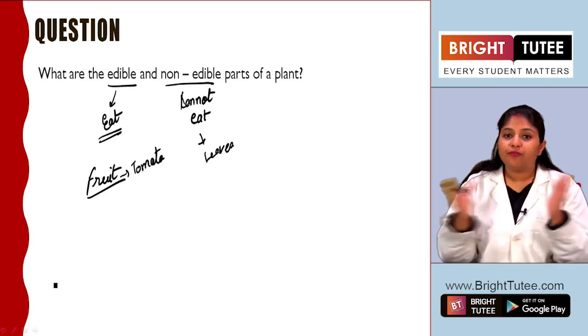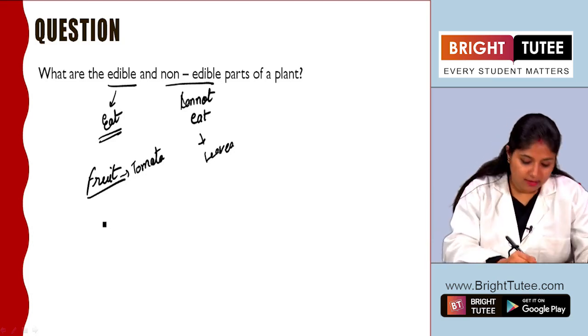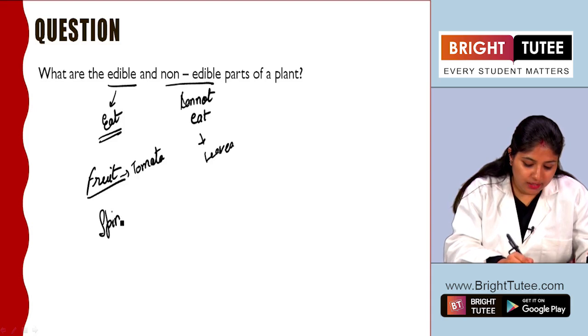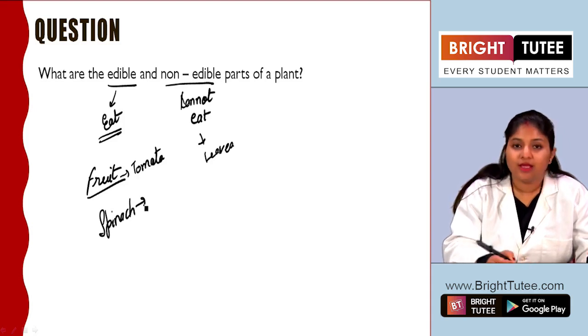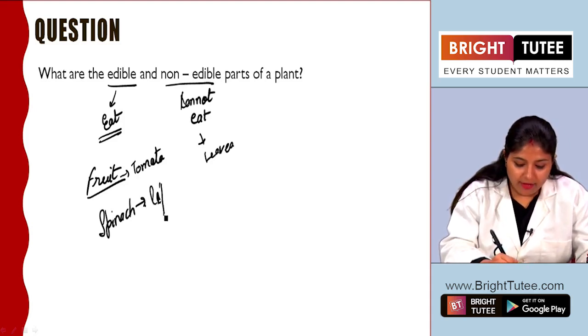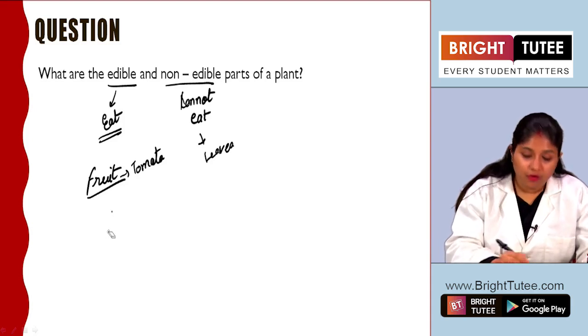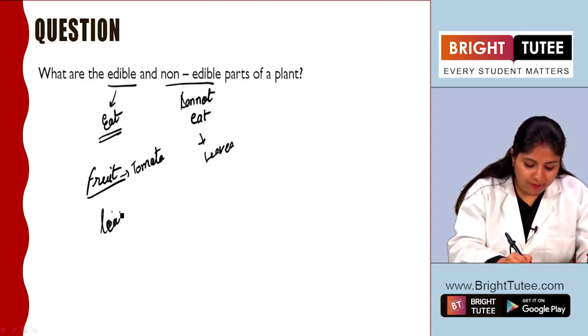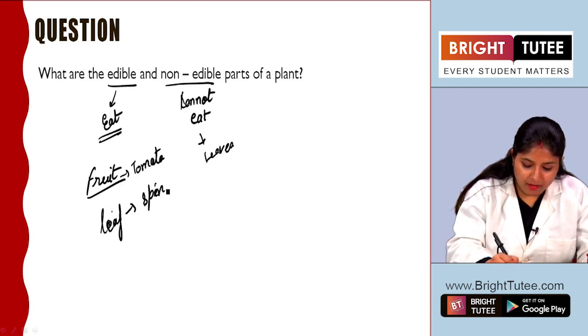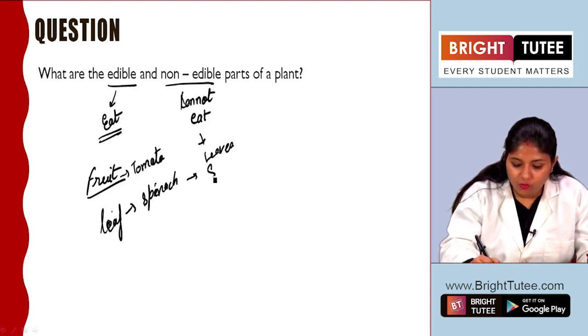Say, for example, if we take the example of spinach, the part which is edible is the leaf, right? The leaf of the spinach is edible. Then what is inedible? The roots are inedible, right?